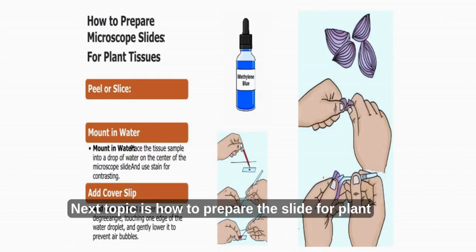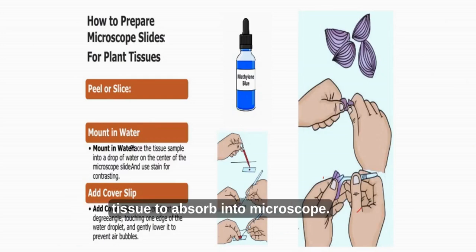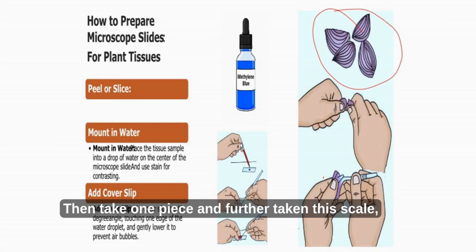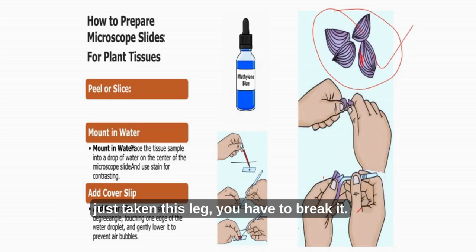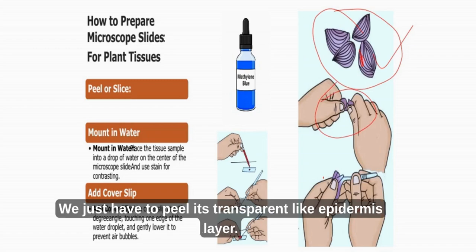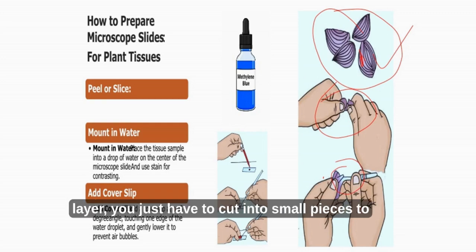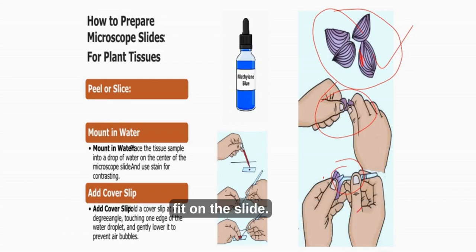Next topic is how to prepare the slide for plant tissue to observe under the microscope. You just have to take a plant or an onion and cut it into four pieces. Then take one piece and one scale, and break it. After breaking the scale of the onion, you just have to peel its transparent epidermis layer. After taking this epidermis layer, cut it into small pieces to fit on the slide.